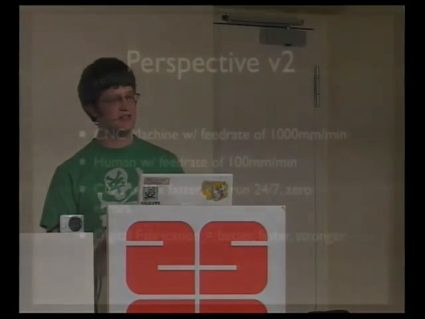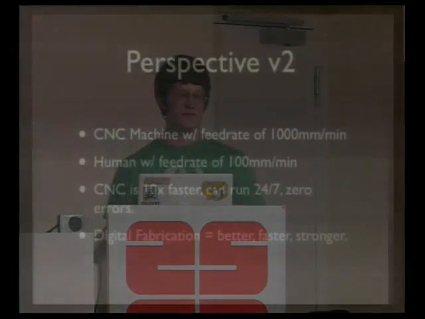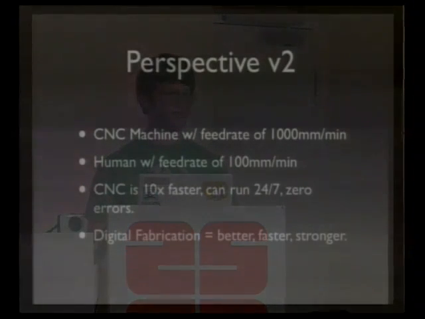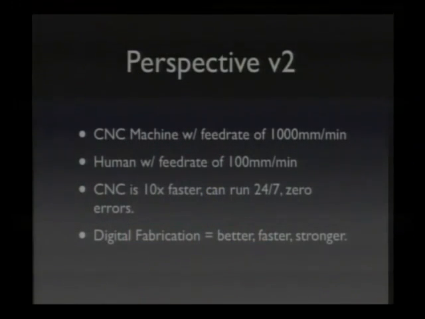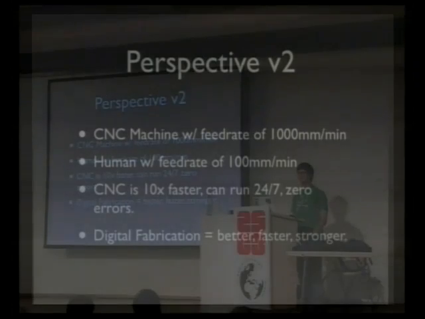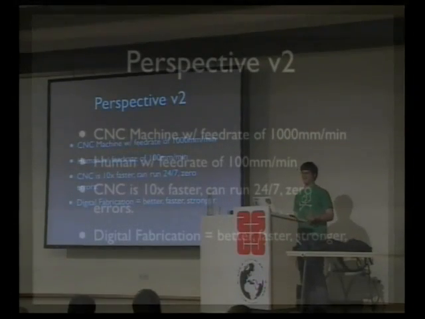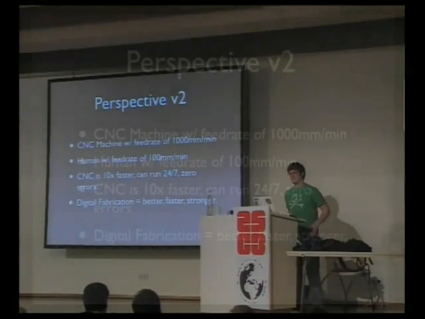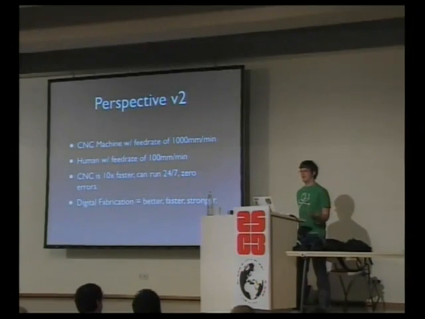To bring it back to digital fabrication, with the CNC machine, which is basically just a Dremel on a 3-axis, you could maybe do 1,000 millimeters a minute. A human on a milling machine might be able to do 100 millimeters a minute. So in this example, the CNC would be 10 times faster. It could run 24/7, no need to sleep, no need to eat, no need to drink. You might have to feed it new material, but not the same. So essentially, digital fabrication is better, it's faster, and it's stronger.